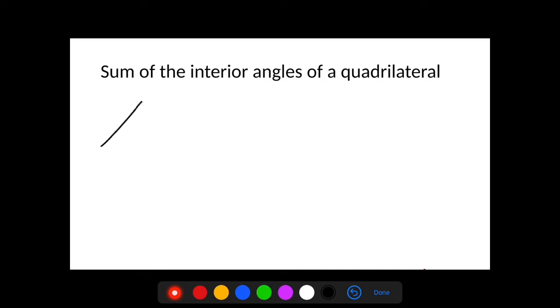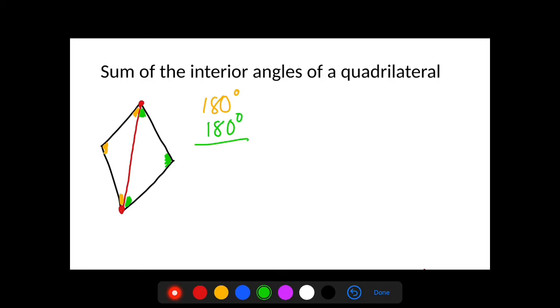So let's draw a quadrilateral, a convex quadrilateral, and let's draw a diagonal to break it into two separate triangles. I can notice with the triangle on the left, I know that the three angles will add up to 180 degrees. And with the triangle on the right, I know that the three interior angles will add up to 180 degrees. So together, that makes 360 degrees. That worked because the interior angles of the triangles combined form the interior angles of the quadrilateral.